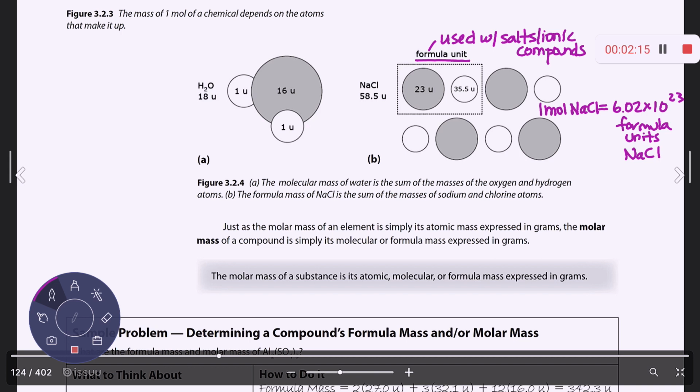in that substance. Now, you may abbreviate, and I'll talk about this later. You may abbreviate formula units. It's a widely accepted abbreviation, FU. Okay?